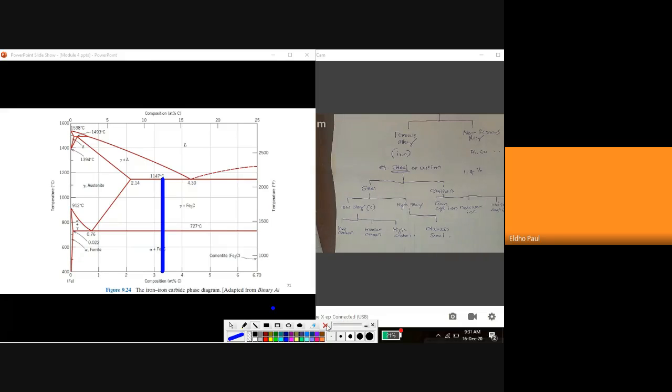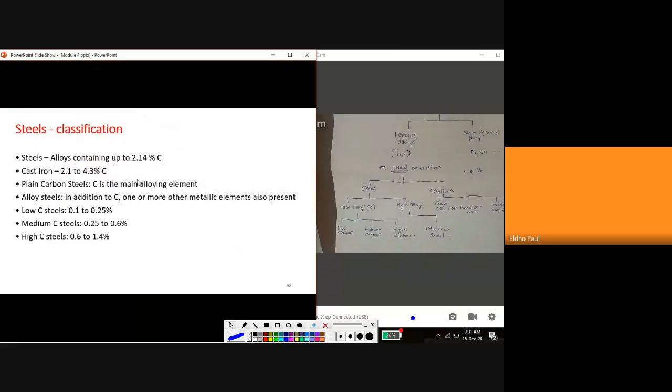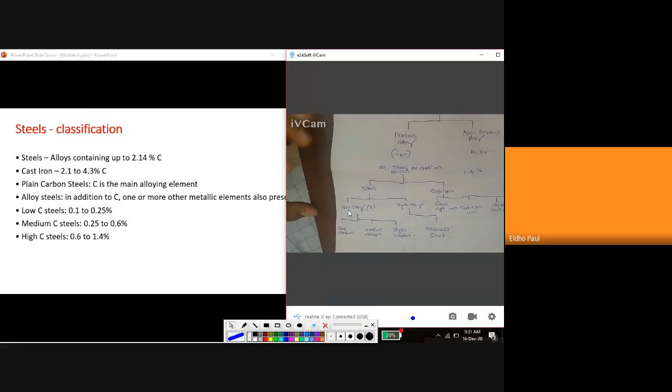So in case of steel, we use from 0.1 up to 1.4%, and cast iron is 2.14 to 3 or 3.something%. Okay, and in this we can again classify into plain carbon steel and alloy steel. This is the plain carbon steel, the low alloy carbon, and the high alloy steel is called alloy steel.